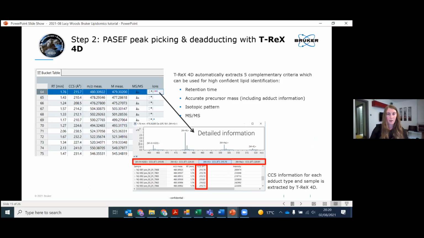Now, the workflow that we have uses our Metabolomics software, and this is able to analyze this data with the additional dimension of separation, so with this CCS value. And what we do is we have a single line within this feature table, and we collect all the different adducts which belong to a single lipid. And then we look at the CCS values between the different samples, so the different biological or technical replicates in each of these samples.